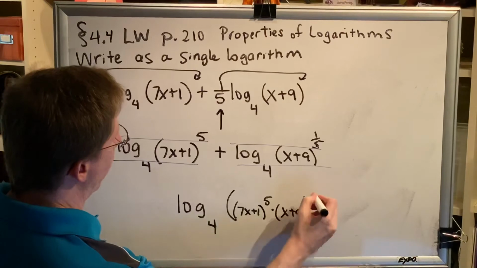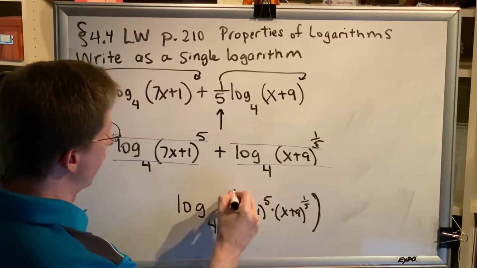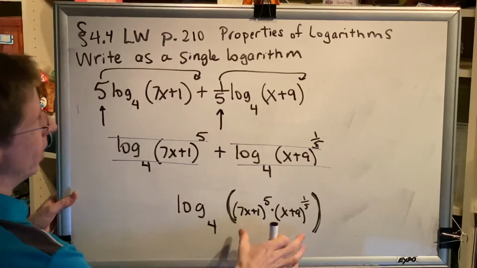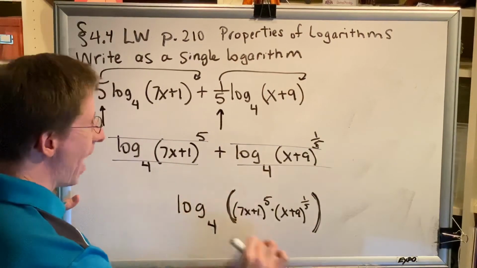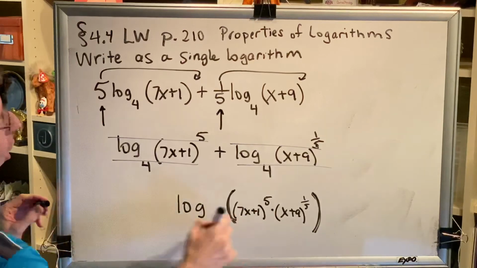1/5 power. And we use a big set of parentheses around the entire thing to indicate that we're taking the log of the product, the log of this entire thing, not just the log of the first one.